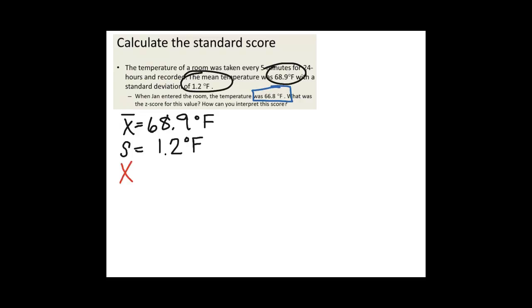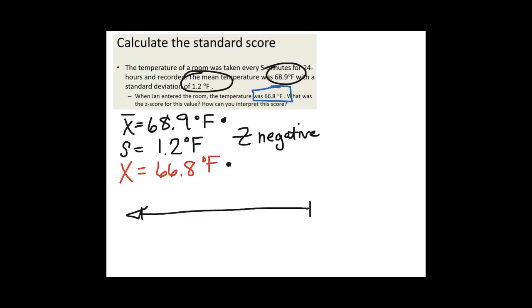The score of interest in this case is the temperature Jan took, and that was 66.8 degrees Fahrenheit. All right, so we're going to make our estimate first. It's just a really good practice. I'm going to cut corners just a little bit this time, because I can see that my z-score is going to be negative. And I know that because my x, my score, 66.8, is less than the x bar. Okay, so I'm just going to look at the negative side of my z-score.